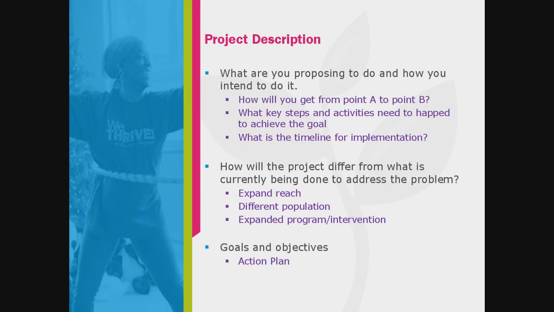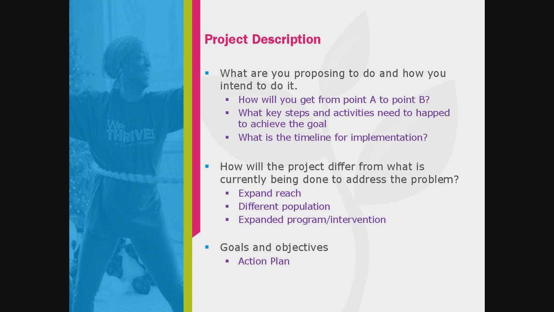Within the project description, you are proposing what you plan to do and how you intend to do it. So it's an overview of how you plan to get from point A to point B, what are the key steps and activities that need to happen, and what is the timeline for implementation. You will talk through how the project differs from what is currently being done to address the problem, if there's anything currently being done within your community.